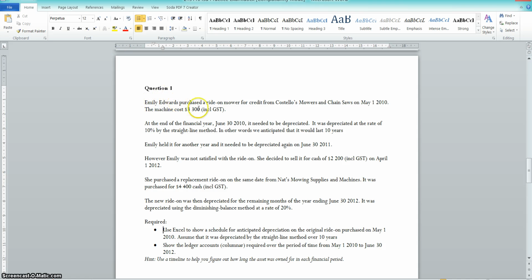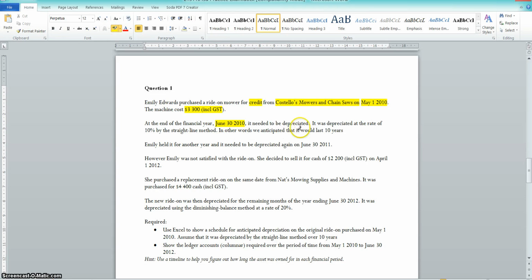So Emily Edwards purchased a ride-on mower from Costello's Mowers and Chainsaws on May 1, 2010. The machine cost $3,300. So the first thing that's important is May 1, 2010, on credit, and we might as well just highlight who we bought it from, and the cost was $3,300 including GST.